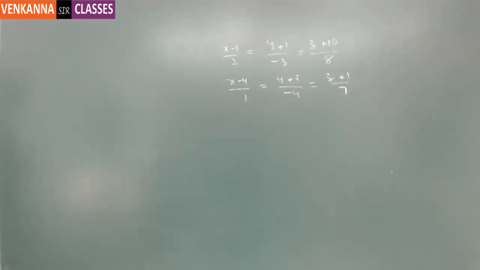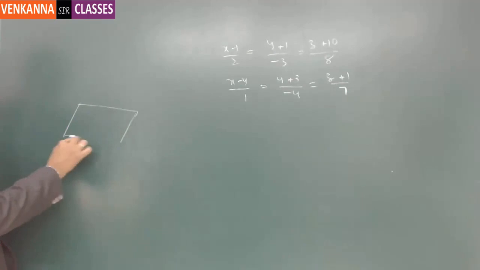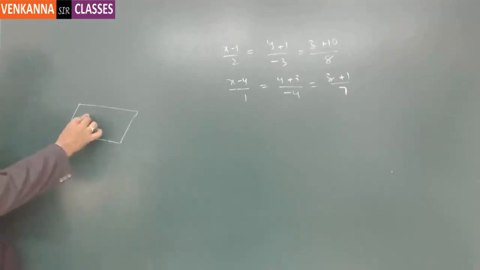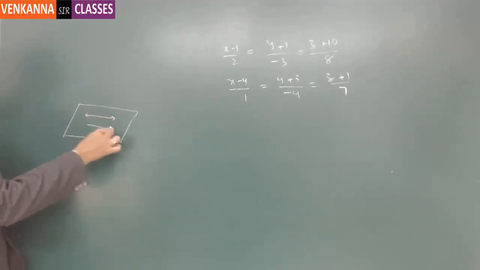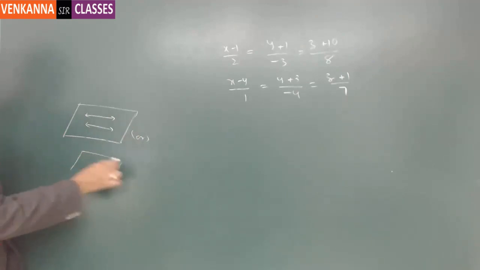Now remember one point, that whenever two lines are coplanar, the possibility for them is that the two lines must be parallel or the two lines must be intersecting.